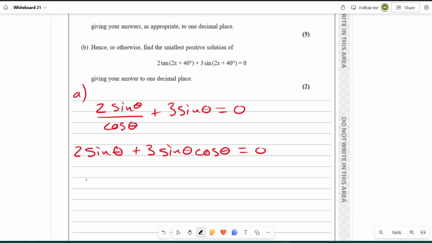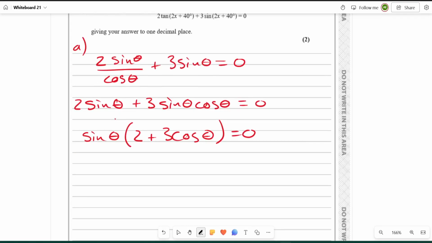I can factorize this taking sine theta out, so I'm going to be left with 2 over here plus 3 cosine theta, and that is equal to 0. And from factorization, when I have 2 terms multiplying each other, either this term has to be the 0 term or this term has to be the 0 term to give me a final answer of 0. So sine theta equals 0, or 2 plus 3 cosine theta equals 0.